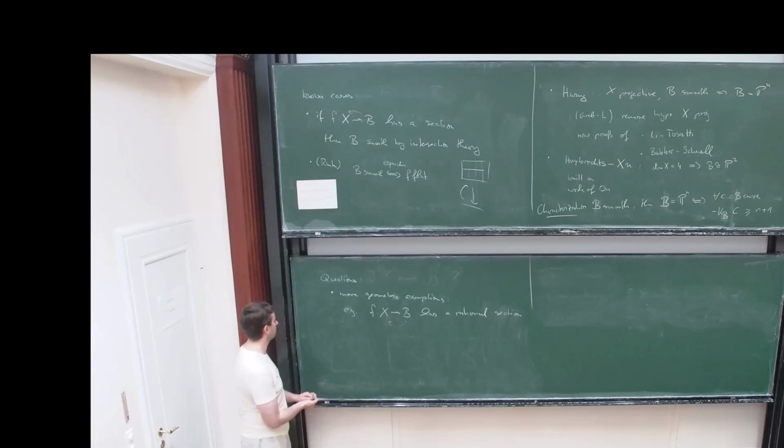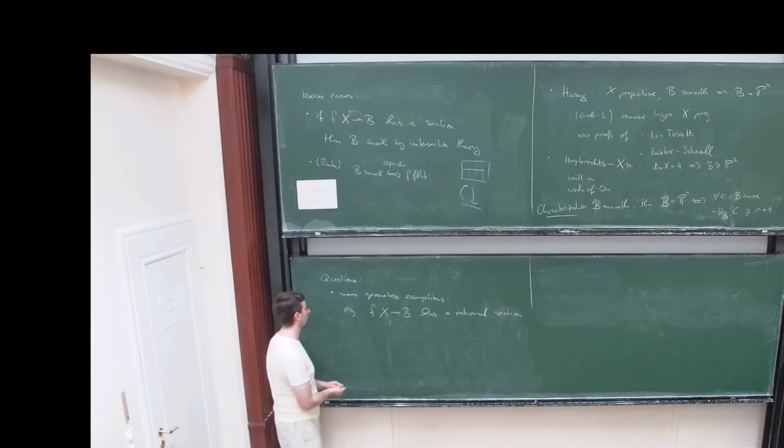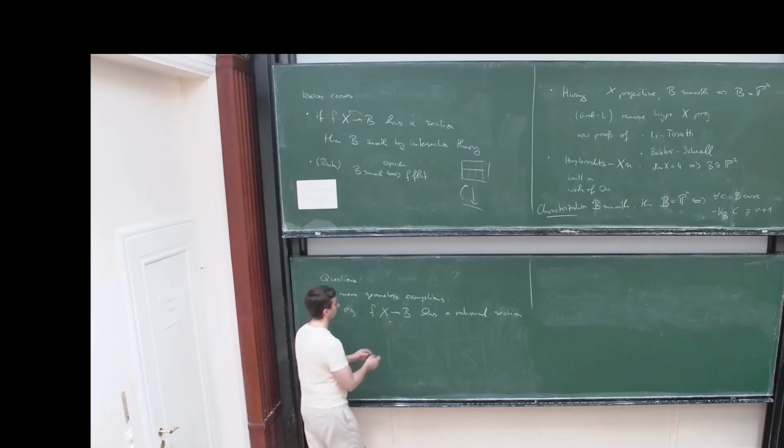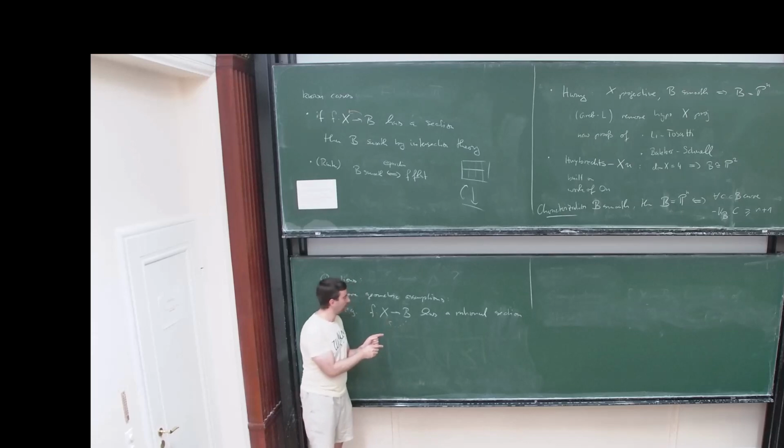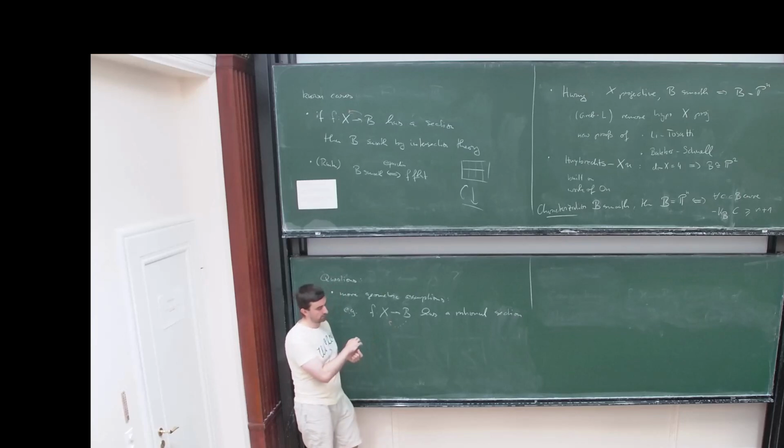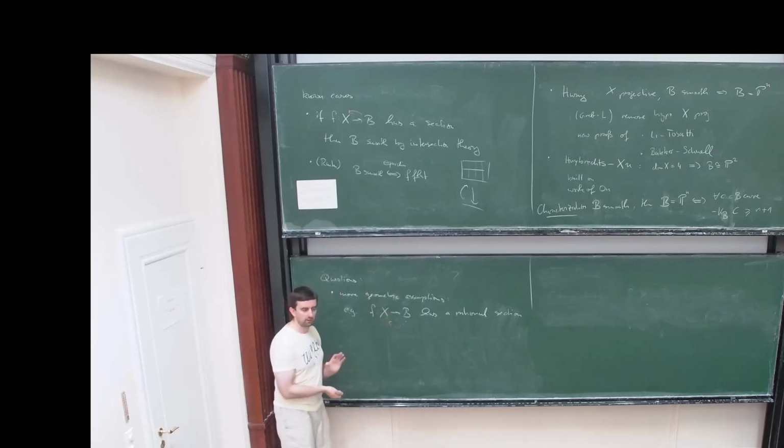Why I think this is a good hypothesis is that, as I said, it's about deformations of rational curves. And now, if you have a rational section, then you know that there are many rational curves in X. So you have a family of rational curves in X whose images cover B, and X is smooth, and in X you can deform rational curves more easily.